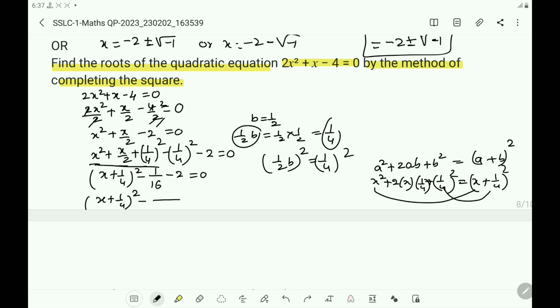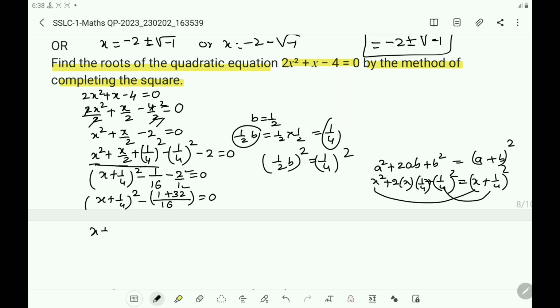Here what is the LCM? LCM is 16. Then if minus is removed outside, this becomes plus. So you write 1 as it is, and here minus 2 means minus 2 by 1. The LCM becomes 16. So 1 16s are 16. So 2 16s is 32. As here minus is outside, it becomes 1 plus 32, which is equals to 0.